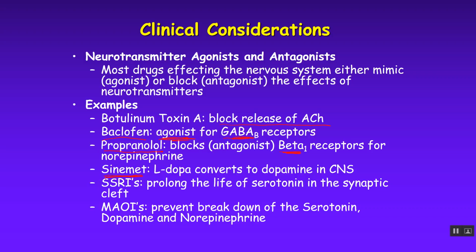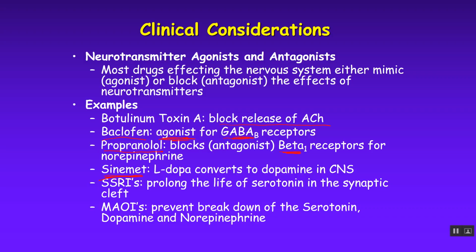Sinemet. Sinemet's a drug we give for Parkinson's disease. It is a form of levodopa, L-dopa, that converts to dopamine in the CNS. So you give this drug, levodopa will cross the blood-brain barrier. If you gave somebody straight dopamine, it would cause lots of side effects in the periphery, because dopamine also binds to things in the periphery and causes your blood pressure to crash and drop and do weird things.